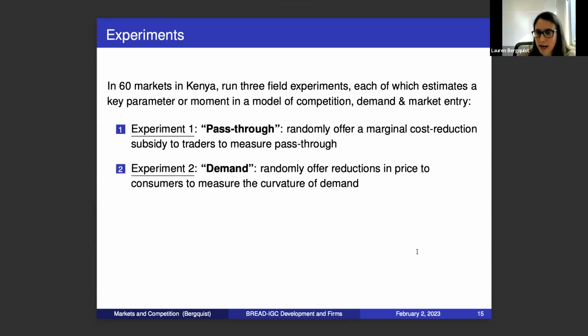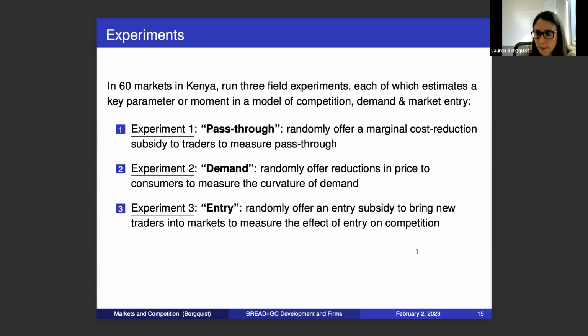In the second experiment, we estimate demand. So we offer randomized reductions in the price to consumers, and we measure the corresponding quantities they buy at those randomly reduced prices, and that's going to allow us to estimate demand. And in particular, I'll show you in a moment from the theory that the curvature of demand is going to be the really key feature here. These 2 things together are going to tell us a lot about the underlying model of competition that these traders are operating under.